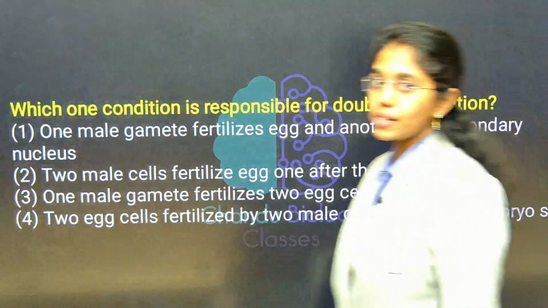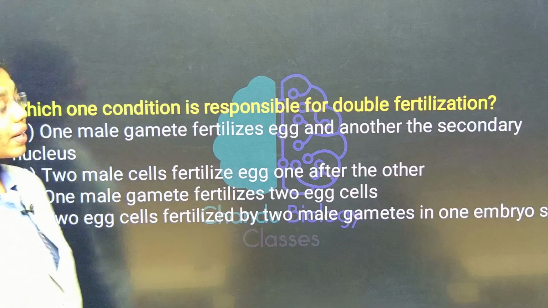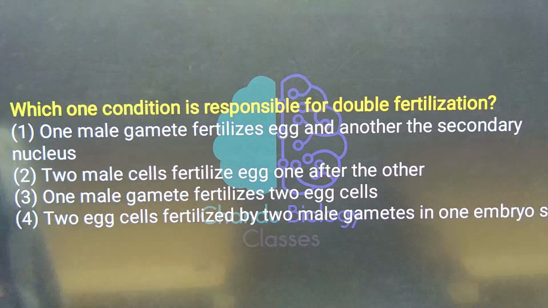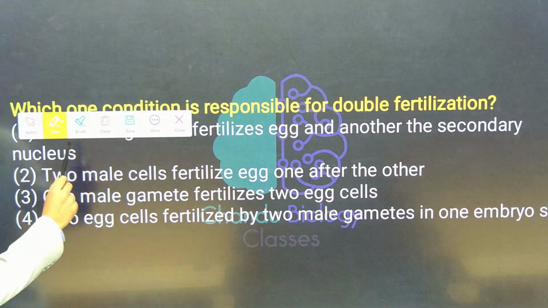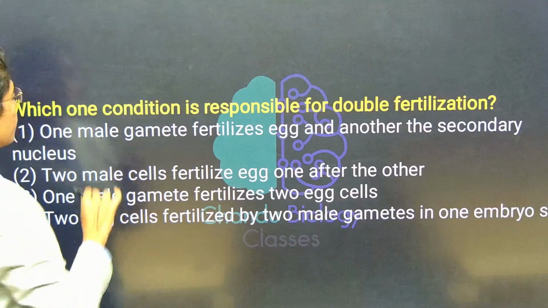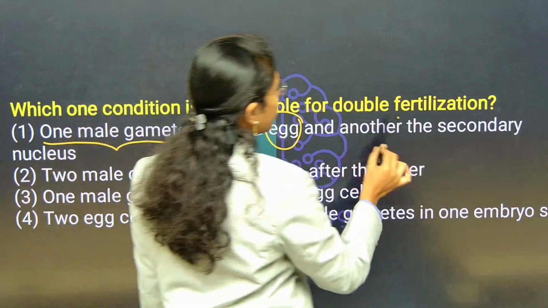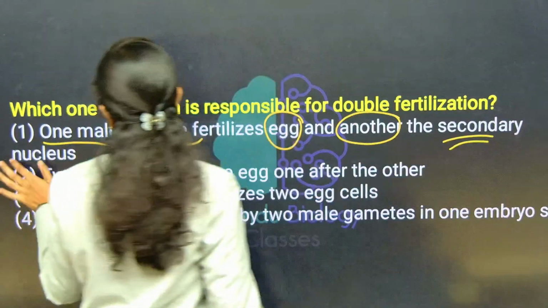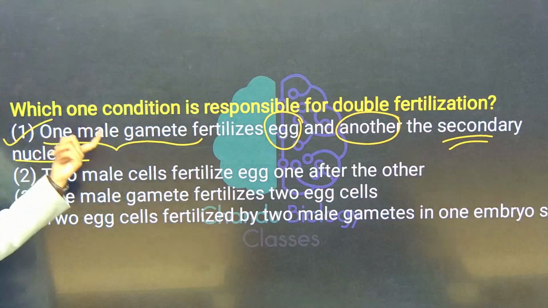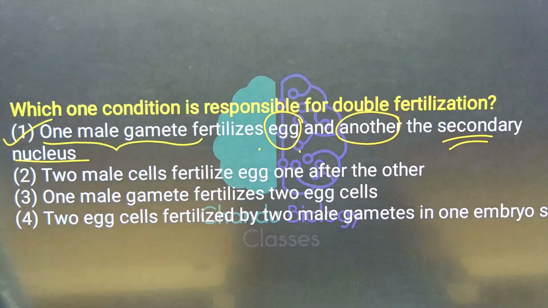Okay, last question of today's session. Which condition is responsible for double fertilization? For double fertilization, what is the condition that is required? What is the main condition that you will see? Double fertilization or triple fusion, where one male gamete fertilizes the egg cell and the other male gamete fertilizes the secondary nucleus, which is option 1.